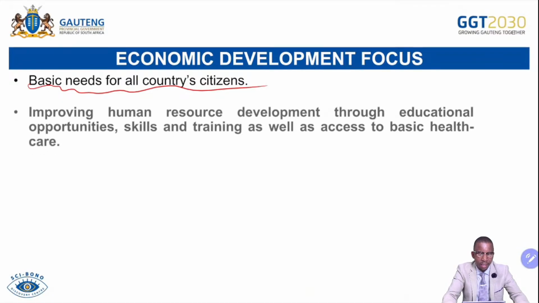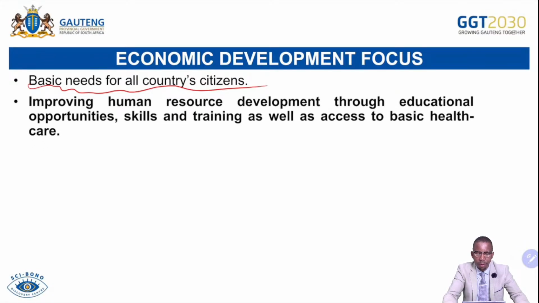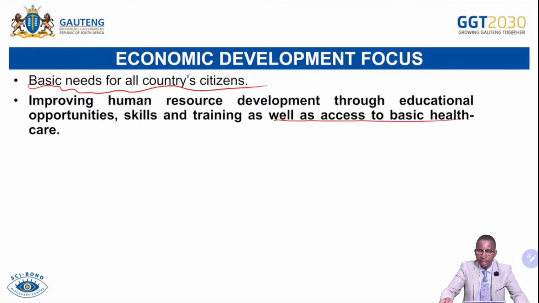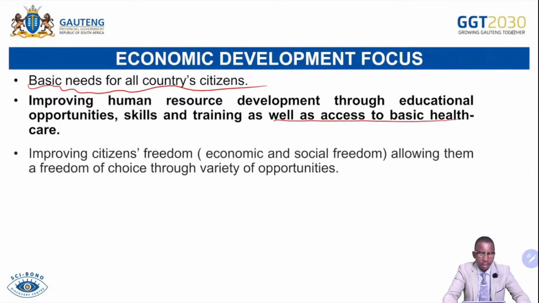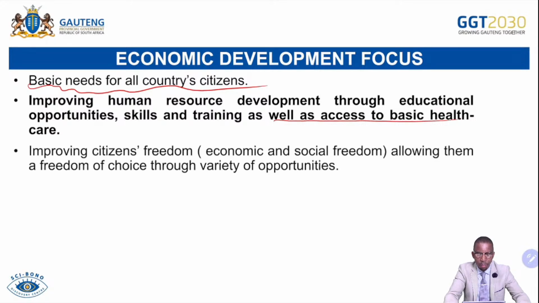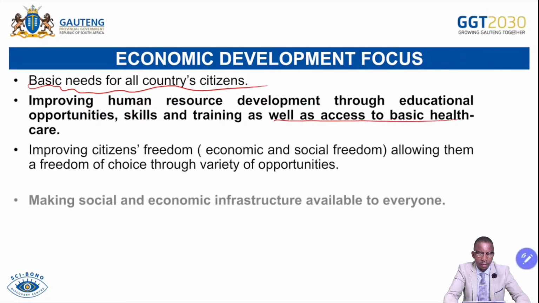for all citizens of the country, improving human resource development through educational opportunities, skills, and training, as well as access to basic health care. If the state can intervene by improving human resource development through skills, that can lead to better economic development. Improving citizen freedom, economic and social freedom, allowing them freedom of choice through a variety of opportunities, can also be seen as the improvement of economic development.